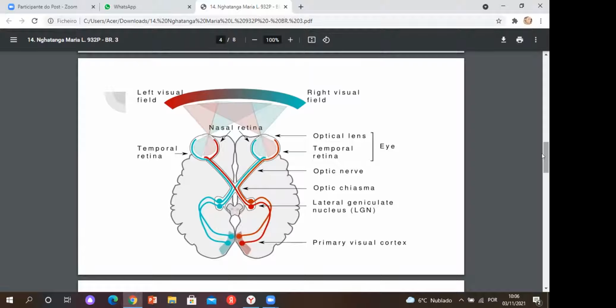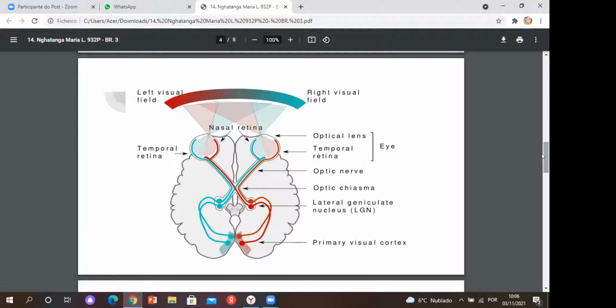As you can see, the eye is divided into the nasal retina, which is the middle part of the eye, and the temporal retina, which is on the outer sides of the eye. The nasal retina nerves come and cross and meet at the optic chiasm. The temporal retina nerves move on the outside and connect with other nerves in the lateral geniculate nucleus, and then continue to the primary visual cortex, which is, like I said, at the posterior part of the brain.